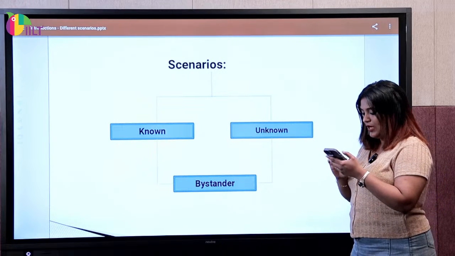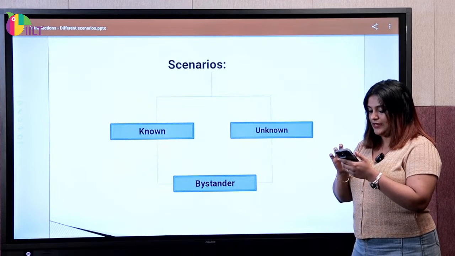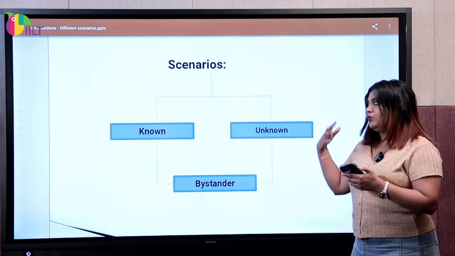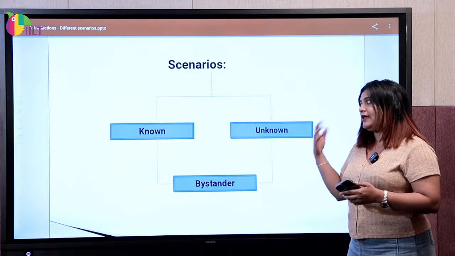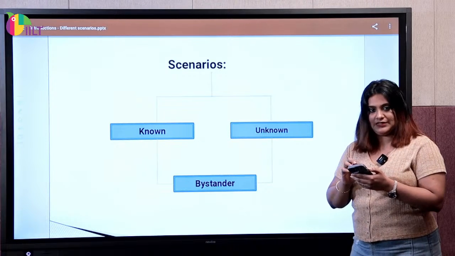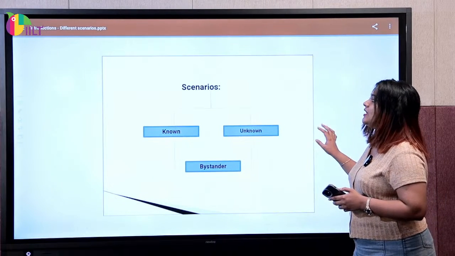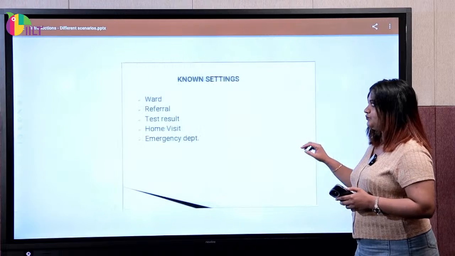So this will give you an easier idea to understand whether it is a known case or an unknown case, and then depending on that you can develop your opening statement also. So this is what we are going to discuss today.